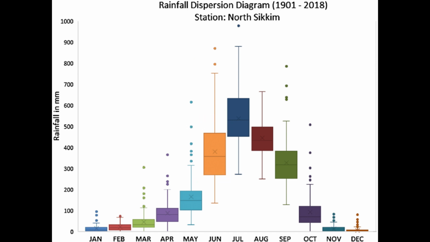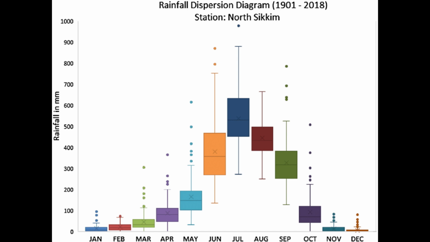Now, when we read a dispersion graph, we first need to read the title to see what the graph is showing. So this graph shows the rainfall dispersion between 1901 and 2018 in northern Sikkim. We then need to read and understand what each axis represents. Here my y-axis is the rainfall in millimeters and my x-axis is the months. Then we can describe the overall pattern of the graph.